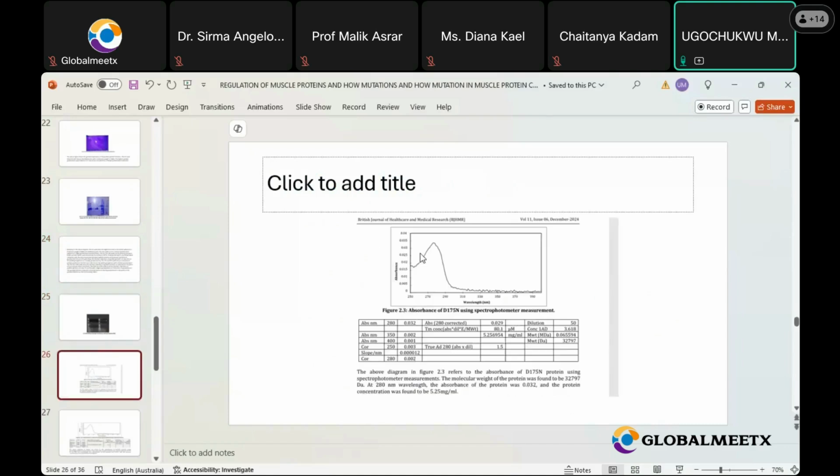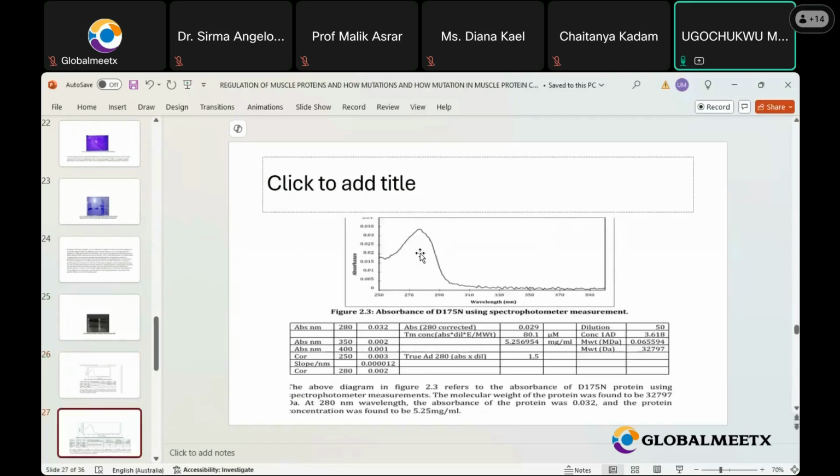The next slide shows the above diagram, which refers to the absorbance of mutated D175 proteins using spectrophotometer measurement. The molecular weight of the protein was found to be 32797 Dalton. At 280 nanometer wavelength, the absorbance of the protein was 0.032 and the protein concentration was found to be 5.25 milligram per ml as shown on the diagram.